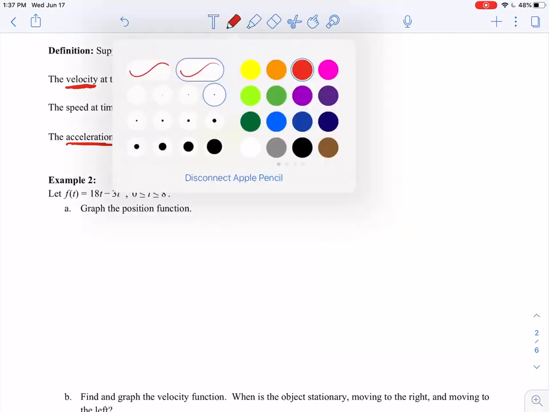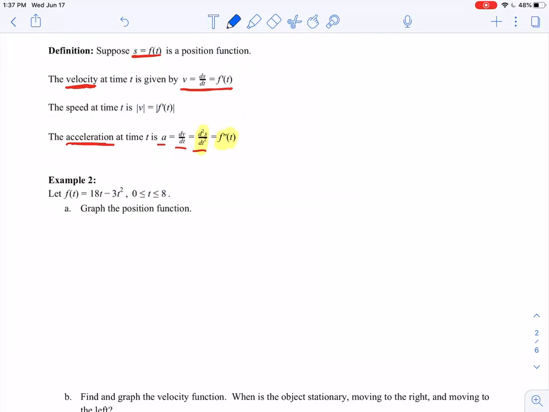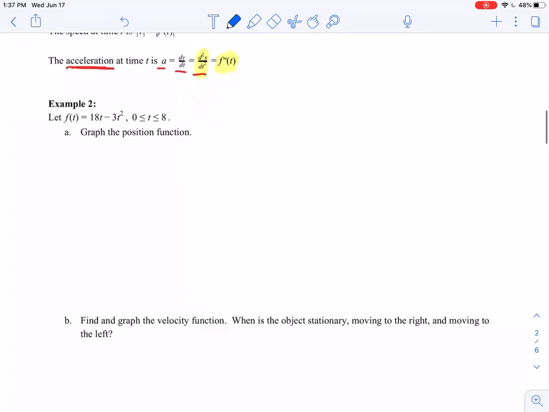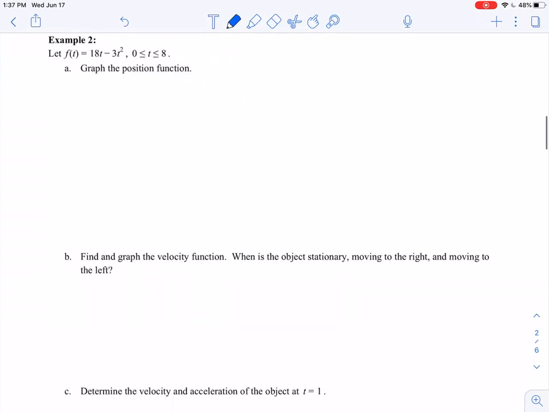So let's look at an example here. We're going to explore some of these relationships, see if we can't better understand them. Here I have f of t equals 18t minus 3t squared, where 0 is less than or equal to t is less than or equal to 8. I'm going to start by sketching a rough graph of this position function. And this part right here, 0 is less than or equal to t is less than or equal to 8, is really just your domain.